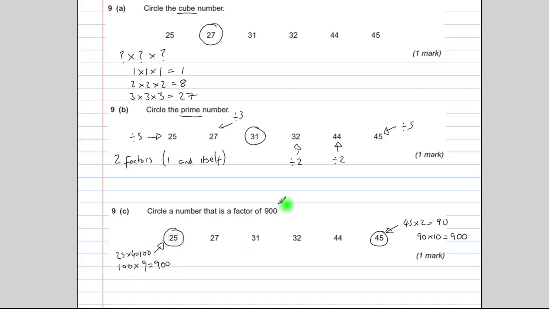Okay, so in order to do this question, I had to spot a number that I could make bigger by multiplying to get 900. Because then, if you think about it, that means I could divide and go backwards and get to this number here. None of the other numbers will go into 900.